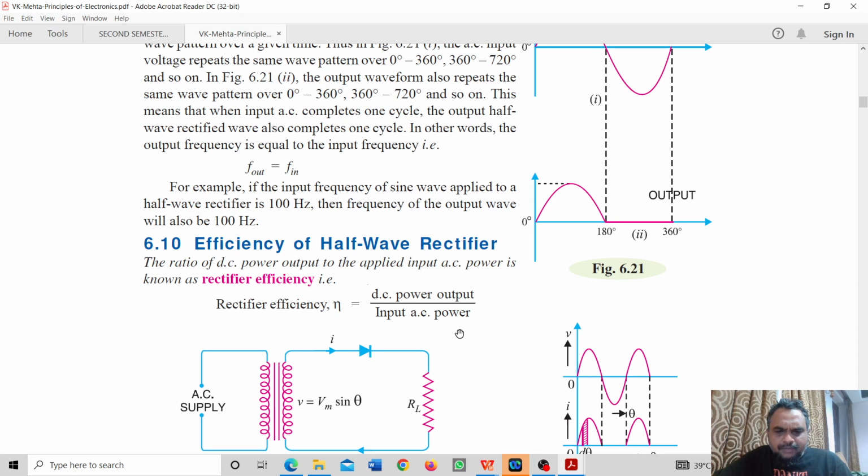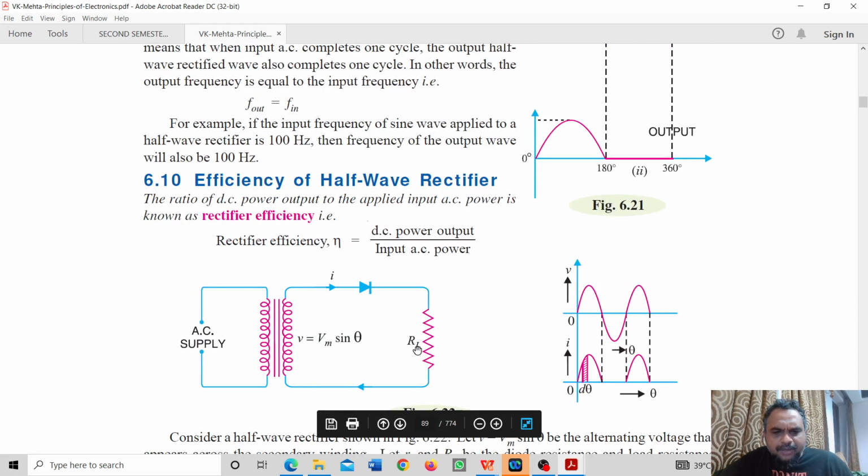So when we are measuring the efficiency of something, you have to divide the output energy by the input energy. Here the power is the power due to the DC current passing through this load resistor, divided by the input power you are giving through the transformer. Now, how to understand this? This concept is what we have to understand, because next time we will look at the full wave rectifier and bridge rectifier, which are used in practice.